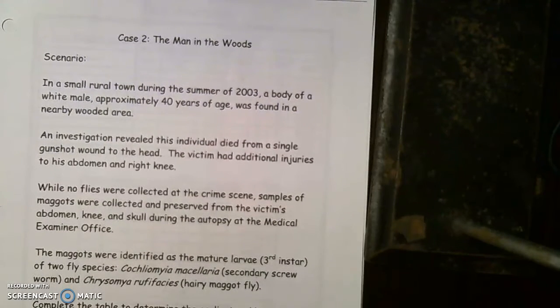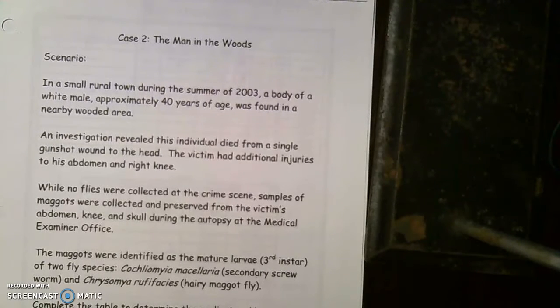Case 2, the man in the woods. In a small rural town during the summer of 2003, a body of a white male approximately 40 years of age was found in a nearby wooded area. An investigation revealed this individual died from a single gunshot wound to the head. The victim had additional injuries to his abdomen and right knee.